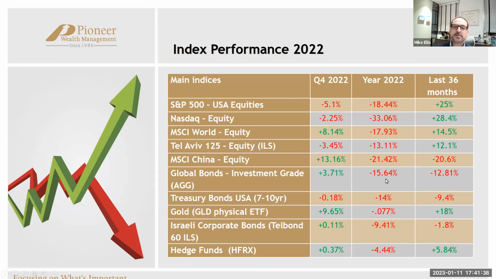More importantly for me is the issue of bonds. Okay, getting back to bonds, most clients, especially in a wealth management environment, have more money in bonds than stocks. And for this index return here, we've got minus 15.64 for the aggregate bond index. And the three-year result is minus 12, which is unbelievable.